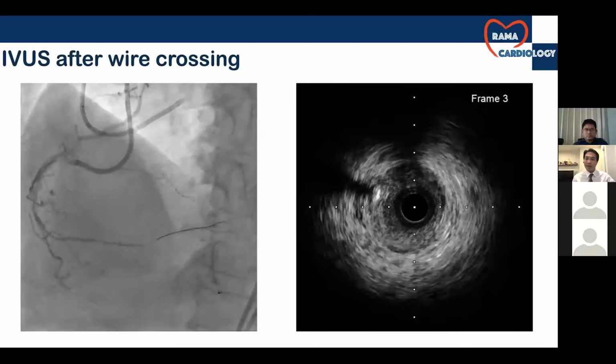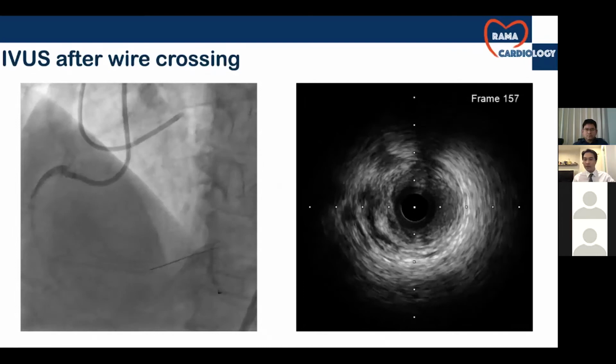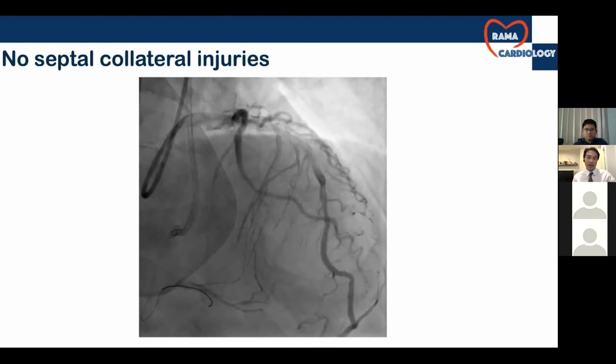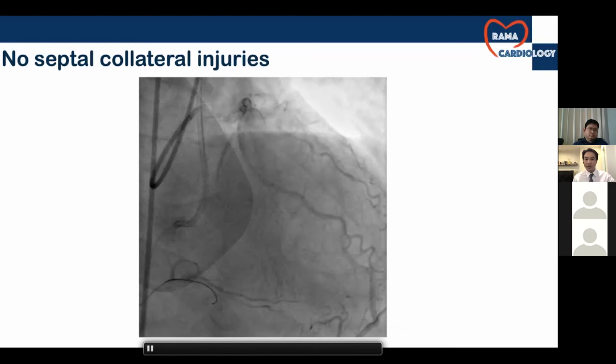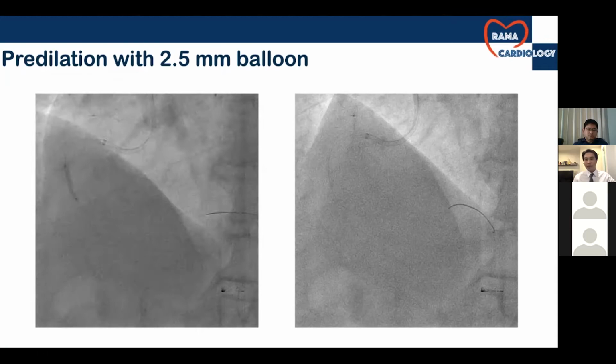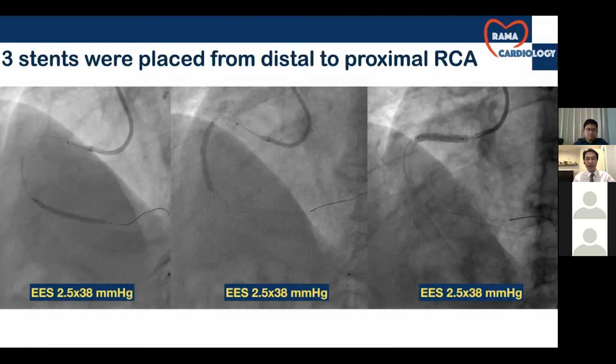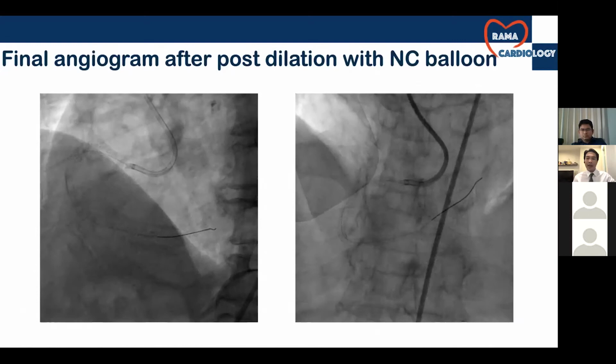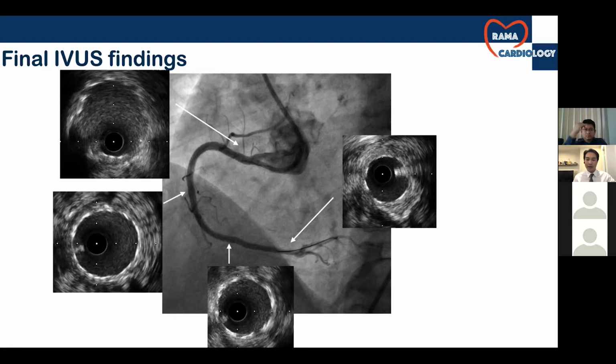The IVUS confirmed all the segments of the wire were in the true lumen. So after we remove the retrograde corset, we check the septal contralateral, it looks okay, no injury of the contralateral vessel. And then we do the predilatation with a 2.5 balloon from the proximal to the distal. And we managed to put the three long stents from the proximal to the distal RCA. This is the angiogram. We do the IVUS to confirm. You can see the stent was well expanded and well apposed to the vessel wall.